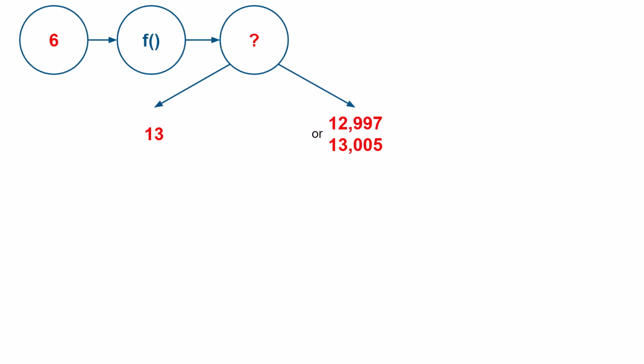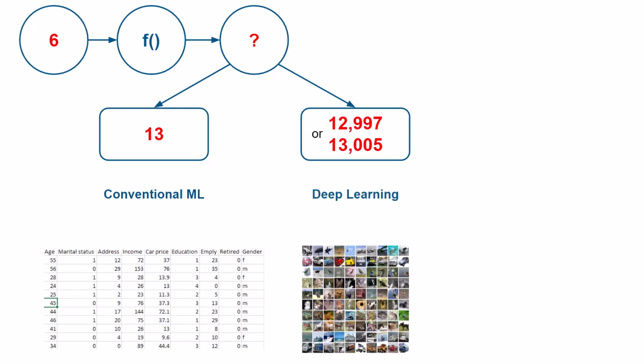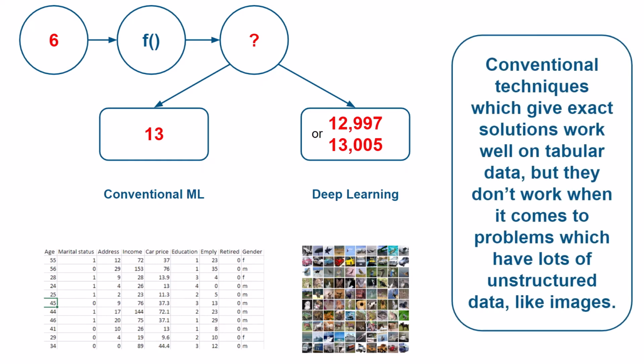You may ask yourself, why do I need close to exact solutions like these if I can have exact ones like this? And the answer is, conventional techniques which give exact solutions work well on tabular data, but they don't work when it comes to problems which have lots of unstructured data. And in order to make learning easy, we will start to learn deep learning on easy problems.